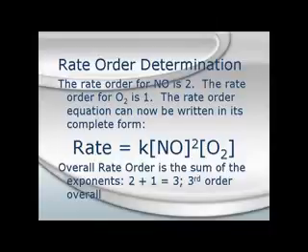So now that we have this written, we can also find our overall rate order for the reaction, which is the sum of the exponents. So here it would be 2 for the nitrogen monoxide plus 1 for the oxygen gives us 3. So this rate overall is a third order reaction.